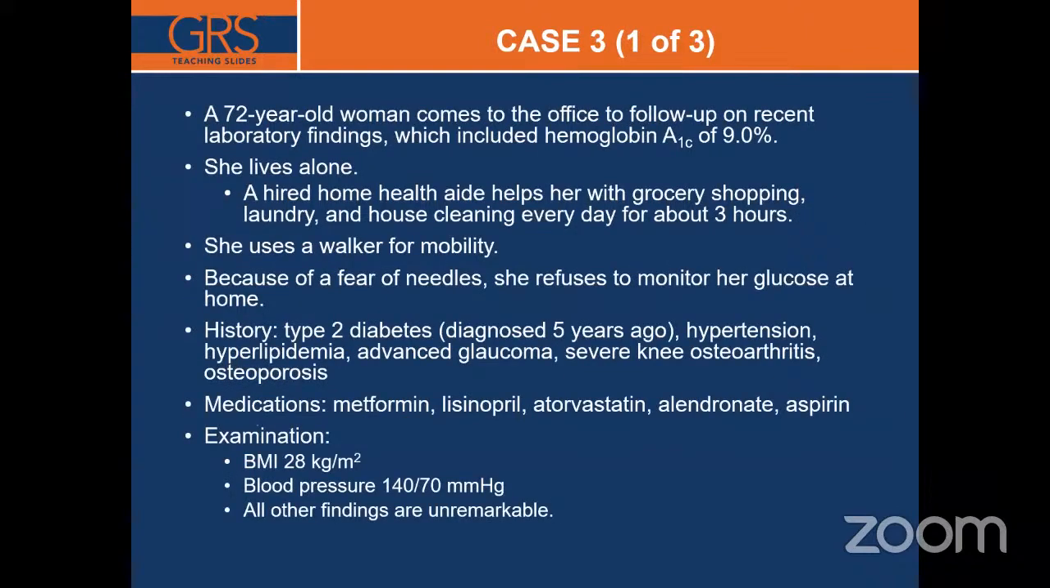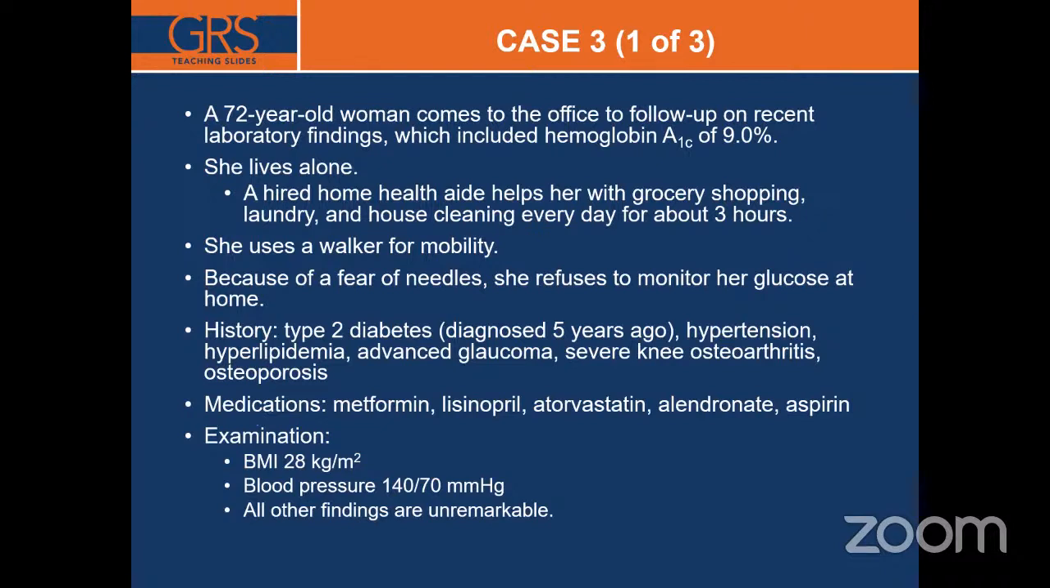Here we have a 72-year-old woman who comes to the office to follow up on recent lab findings, which included a hemoglobin A1c of 9%. Now she lives alone. A hired home health aide helps her with the grocery shopping, laundry, and house cleaning every day for about 3 hours. She uses a walker for mobility. Because of a fear of needles, she refuses to monitor her glucose at home. Her history shows type 2 diabetes, which was diagnosed 5 years ago, hypertension, hyperlipidemia, advanced glaucoma, severe knee osteoarthritis, and osteoporosis. Now, her medications include metformin, lisinopril, atorvastatin, alendronate, aspirin.